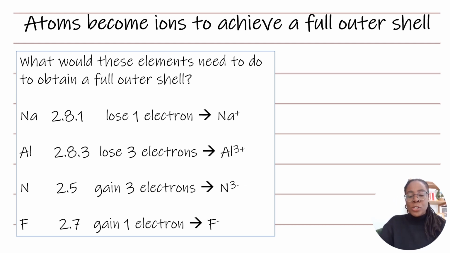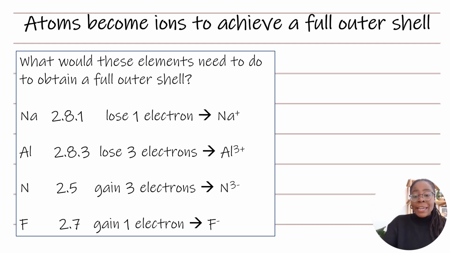So for example, sodium, 2,8,1, will lose one electron to become an Na+ ion. Aluminium, 2,8,3, will lose 3 electrons and become an aluminium 3+ ion. When we go over to the nonmetals, nitrogen, 2,5, will want to gain 3 electrons and so will become an N3- ion. And fluorine, 2,7, will want to gain 1 electron to become an F- ion.